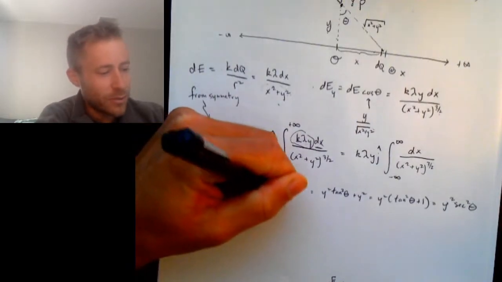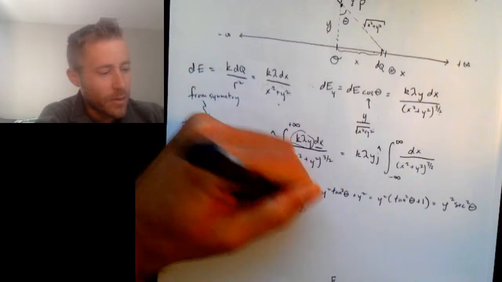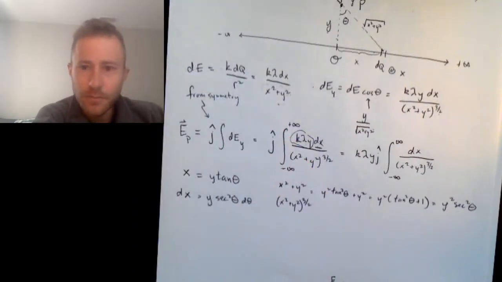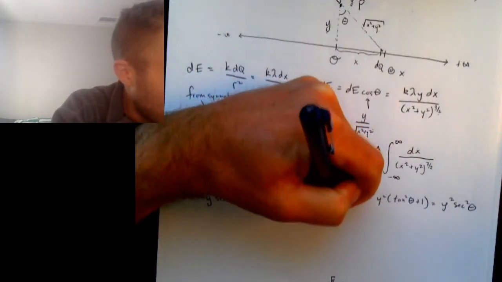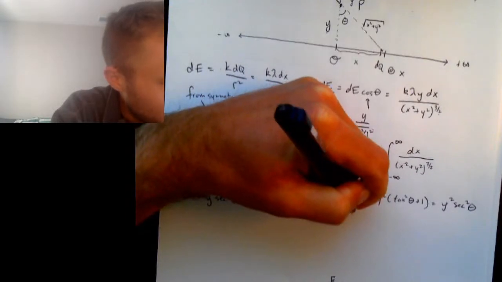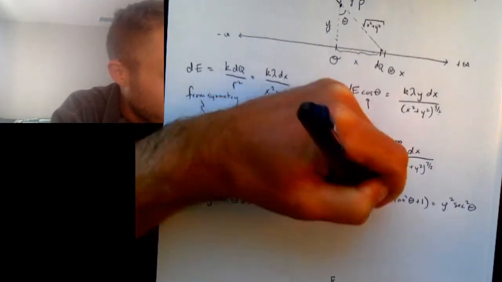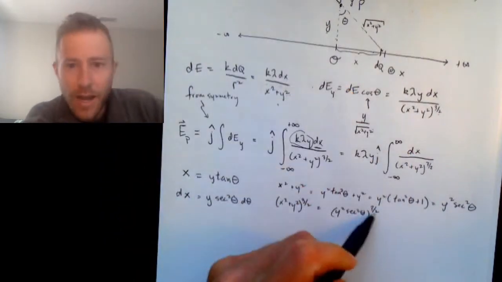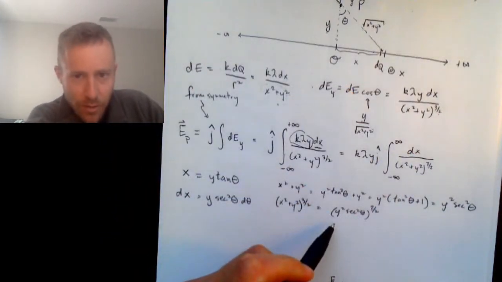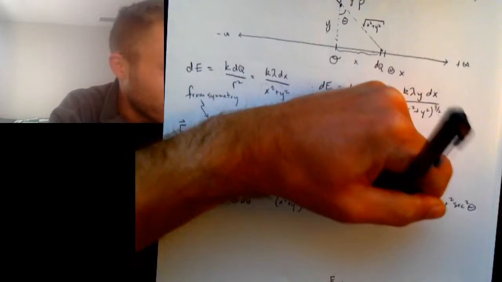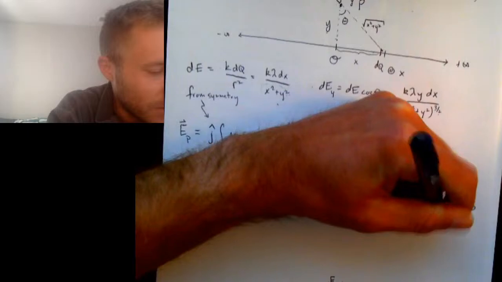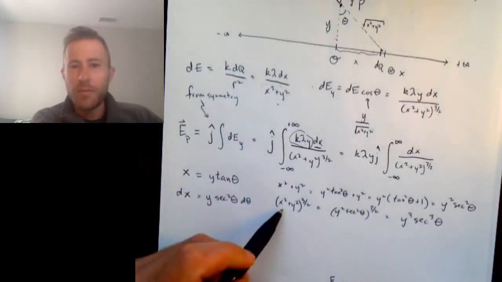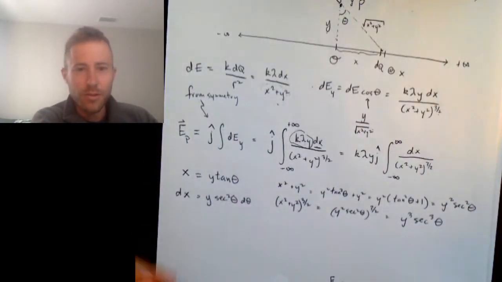So that means x squared plus y squared to the 3/2 is going to be y squared secant squared of theta to the 3/2. Now, taking the 1/2 power is going to remove the square, and then we just cube it. And so I get y cubed secant cubed of theta. Okay, so that's what that becomes after the trig substitution.